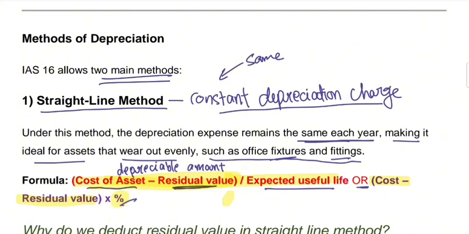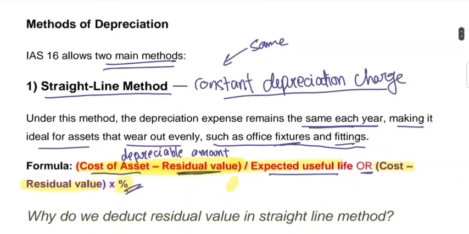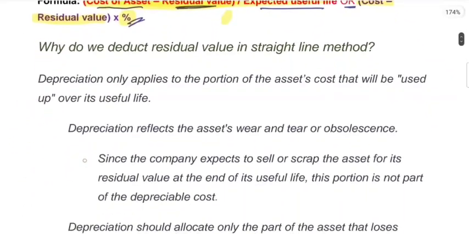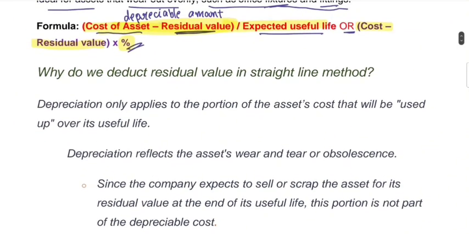So you might sometimes be given a percentage of depreciation, and you will simply apply that percentage to the depreciable amount, and you will get how much the depreciation charge should be every single year. Now the next question you could think is: why do we deduct residual value in the straight line method? What is the need to deduct the residual value? This is cost of asset minus residual value.